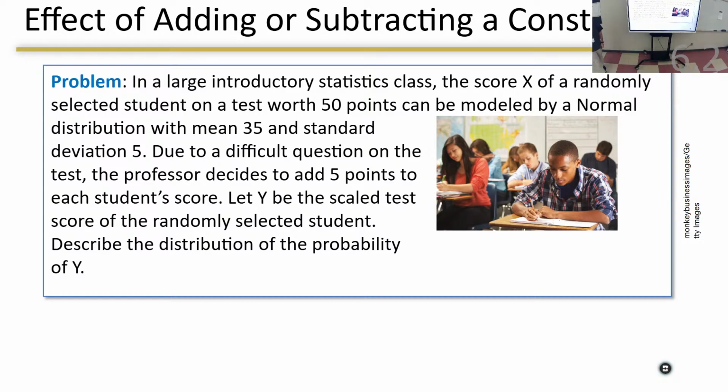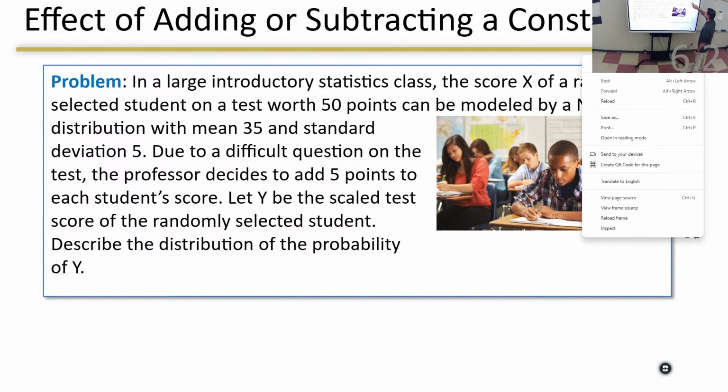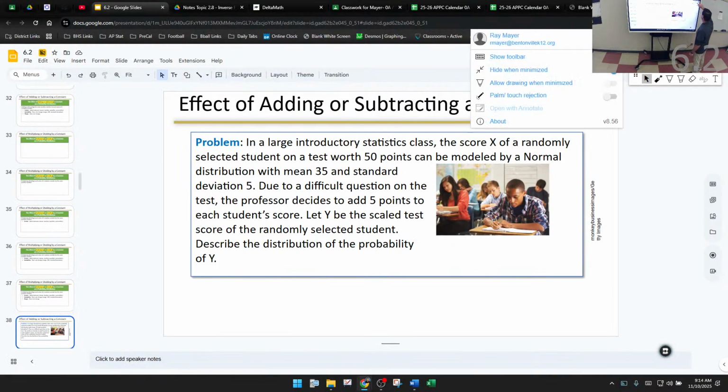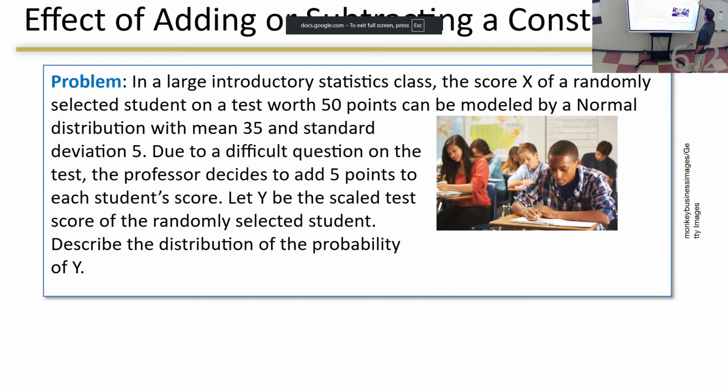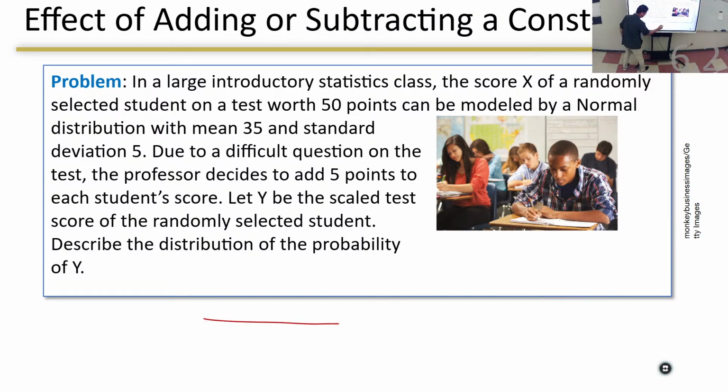In a large introductory stats class, the score X of a randomly selected student on a test worth 50 points can be modeled by a normal distribution with a mean of 35 and standard deviation 5. Your notes are going to bounce around a little bit again today. I apologize for that, but I think I've made it simpler by removing a lot of stuff. Anytime they tell me that, I draw it.